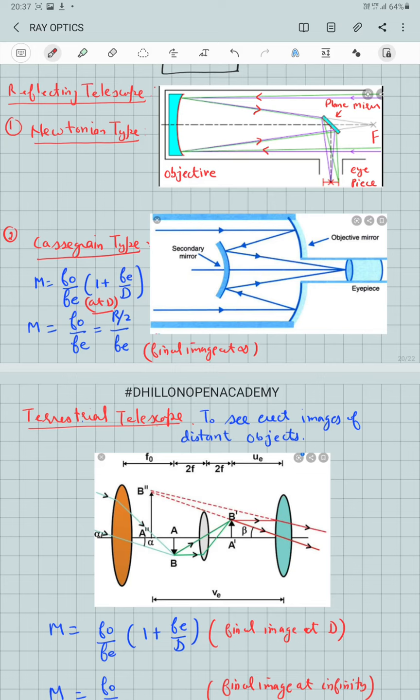This plane mirror turns these reflected light rays towards an eyepiece which is perpendicular with respect to the axis of the telescope tube. So in this way, with the help of the eyepiece, a highly magnified, virtual but erect image of the distant object can be seen. Second is the Cassegrain type.